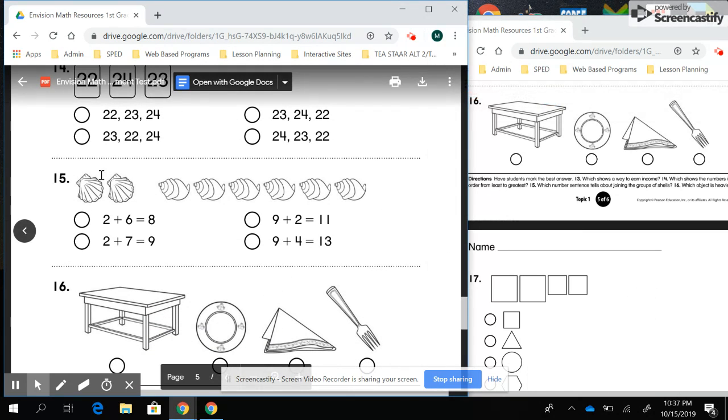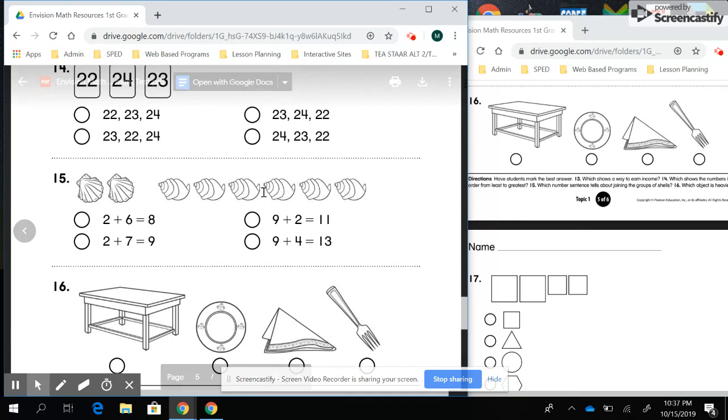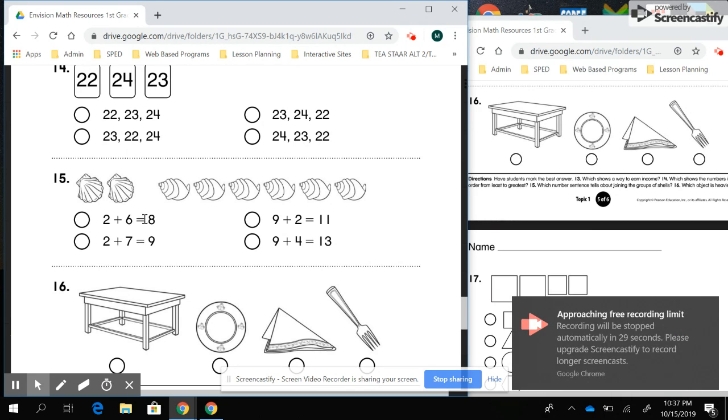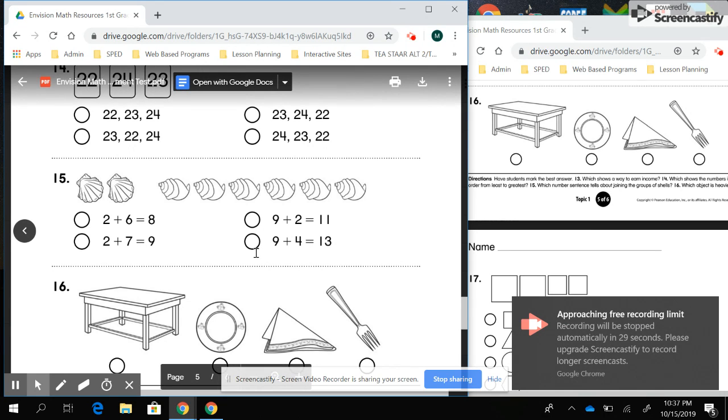Question 15. On 15, I see 2 groups again. I see a group of shells, and then I see another group of snails. These are snails. Can you please tell me which number sentence tells me about joining all the group of shells and snails? That means I want you to pick A, B, C, or D.